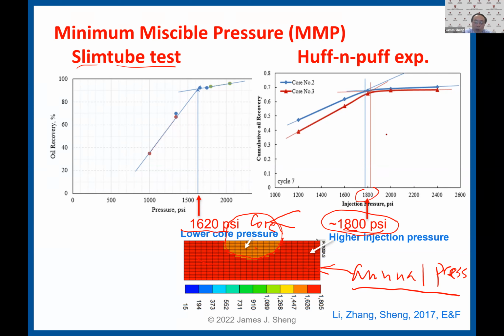If you use this method, the measured MMP will be higher than in the conventional way. You may ask why, for the slim tube, the pressures in the core and the annulus are very close. Because in the slim tube we use a sand pack, and the permeability is very high. So the difference between the injection pressure and the gas pressure is very small, and we can consider them very close. That's why the two pressures differ between the methods.